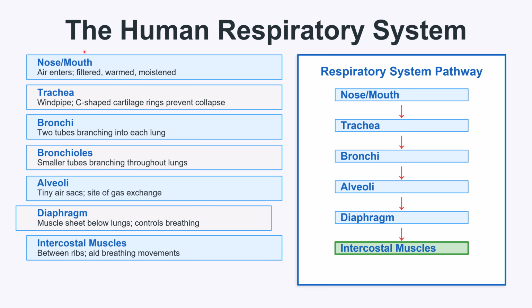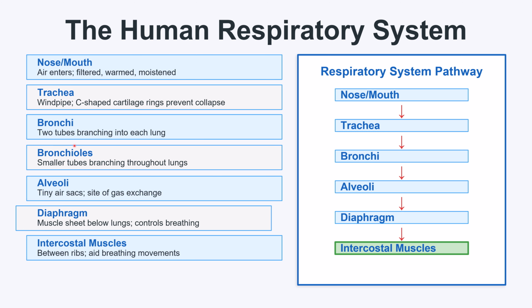Now let's discuss the pathway of the human respiratory system and the definitions of each component. The human respiratory system, components and its functions. The first component is nose and mouth. Air enters filtered, warmed, and moistened in the nose and mouth. Trachea, which is also called windpipe, has C-shaped cartilage rings that prevent collapse.